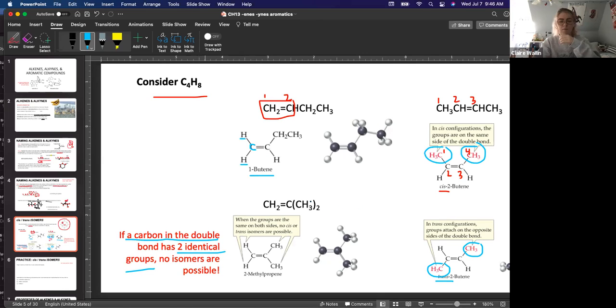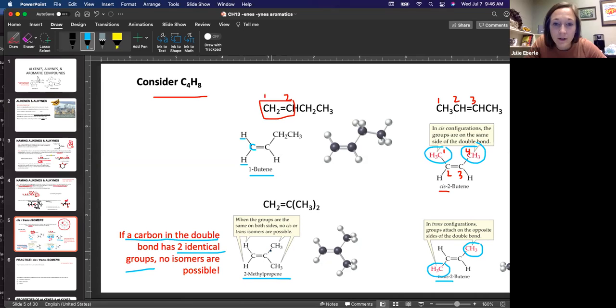Yes, no? I'm sorry, I got a little lost. Is that only when it's hydrogens? Well, it could be identical groups. So look down at 2-methylpropene. That's a great question, Claire. Oh, okay. Sorry, I didn't even see that.